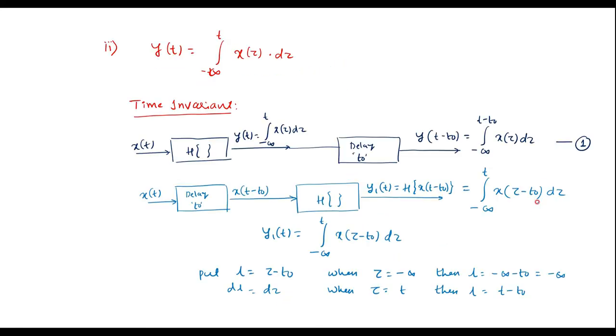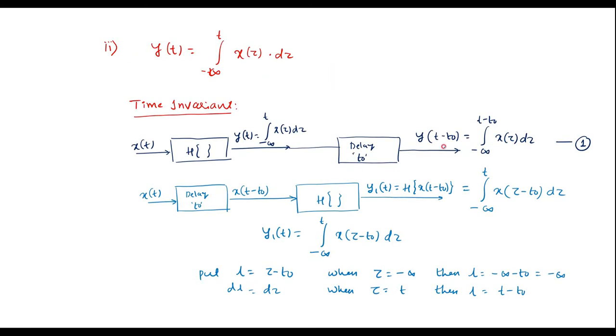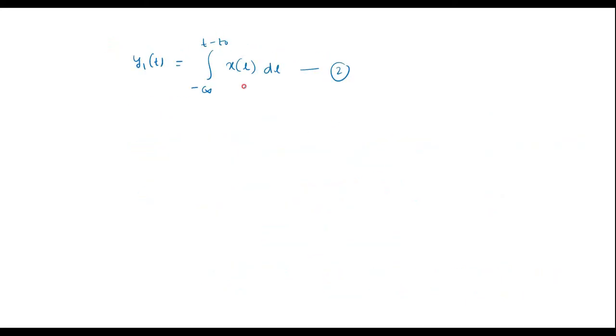Now if I compare equation 1, which is minus infinity to t minus t naught x of tau d tau, with equation 2, which is minus infinity to t minus t naught x of L dL, here the variable is L, there the variable is tau. Therefore both are same. So we can say that y of t minus t naught is equal to h of x of t minus t naught. Therefore this system is a time invariant system. So here 1 is equal to 2, therefore the system is time invariant.